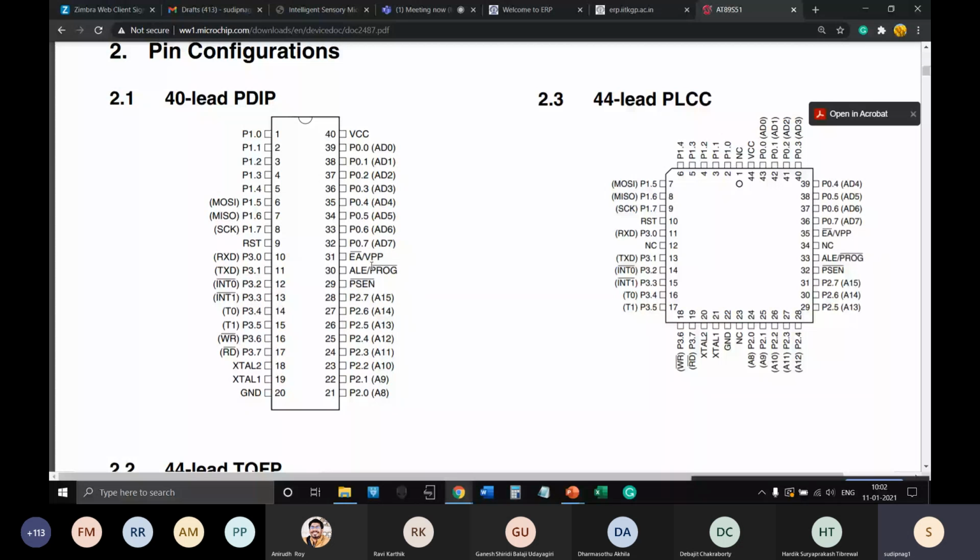ALE is address latch enable, and PROG bar is an input, a pulse that comes during programming of the flash memory; otherwise ALE is an output line going to the memories or IOs. And program store enable, PSEN bar, is an output signal. If you need more memory space for code, more than 4K, then you can use external code space, such as external flash memory or EEPROM, and there you need this PSEN bar signal.